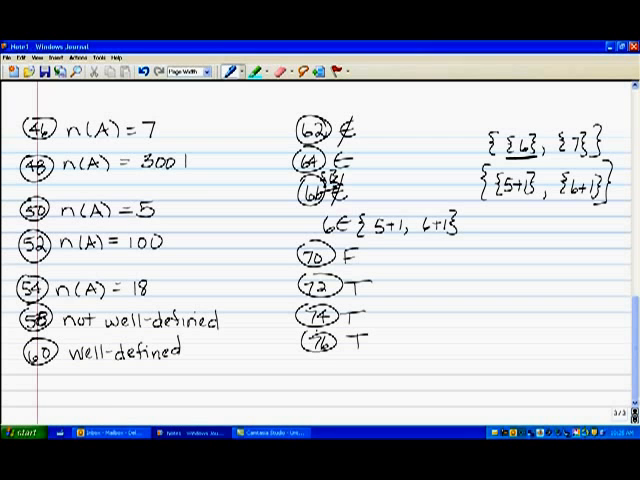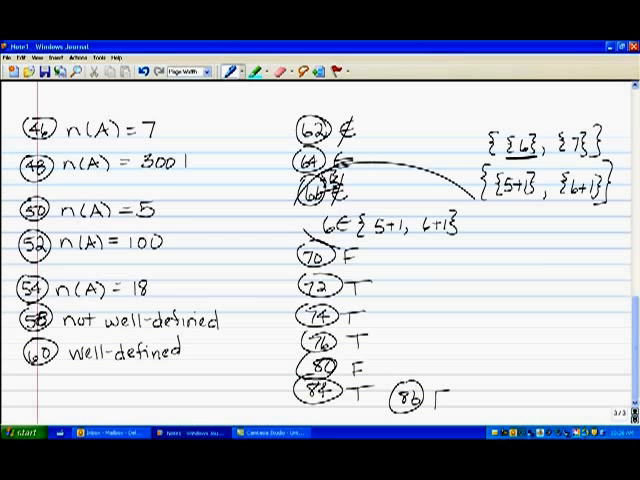Number 80, we'll skip down to that one. The set 4 is an element of the set containing the set of 3, the set containing 4, the set containing 5. And that's false, for the very reason that we talked about back up here. Okay, let's look down to the next group. 84 says that 8 is an element of B. So if we look at set B, 8 is an element. That's true. And 86, 8 is not an element of B, would be false.